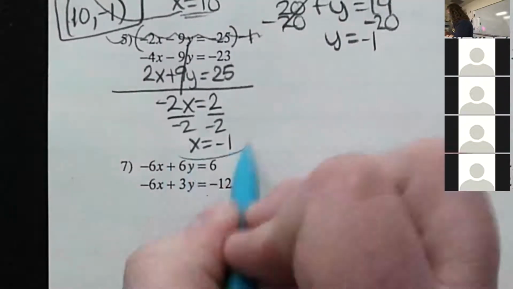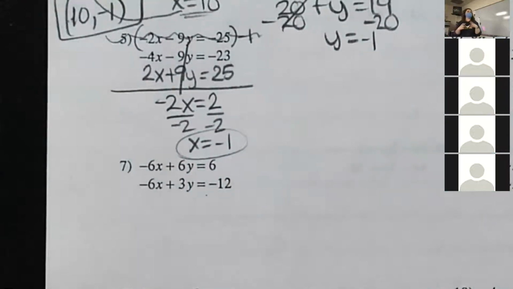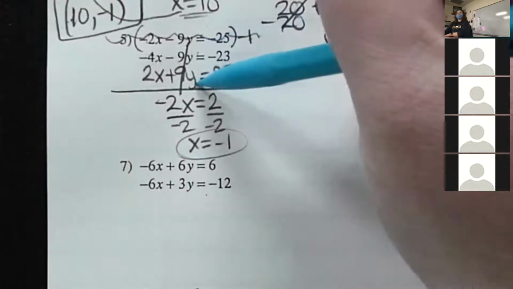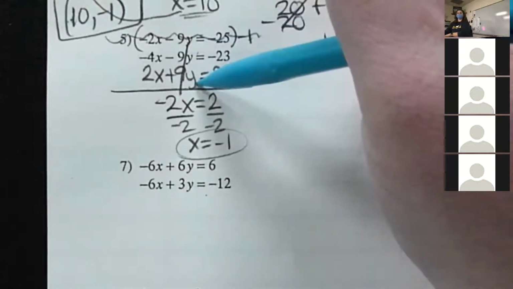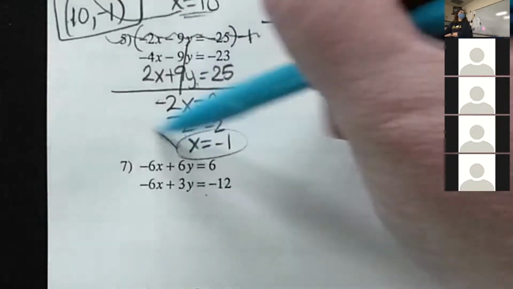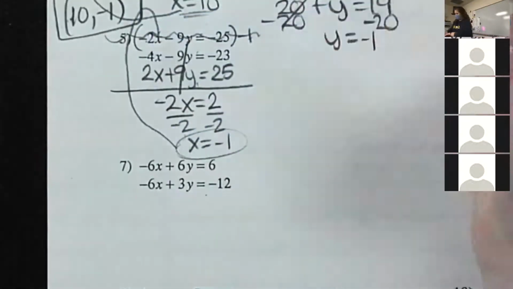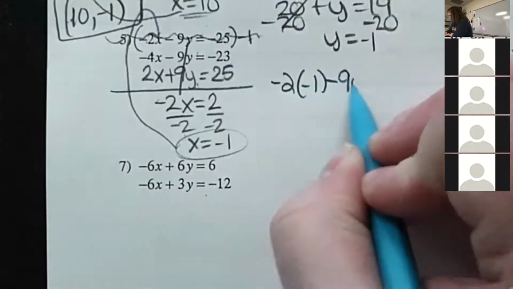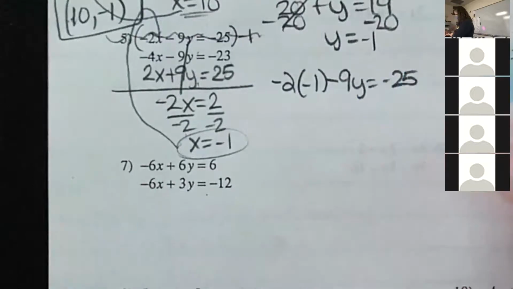All right, so we have our x. Now, it does not matter which one you put it into. You could put it into any one of these. So you actually have 3 different options to put it in. You can even put it into the one you made. It really doesn't matter. Let's just put it in the top. So I have -2 times -1 minus 9y equals -25.